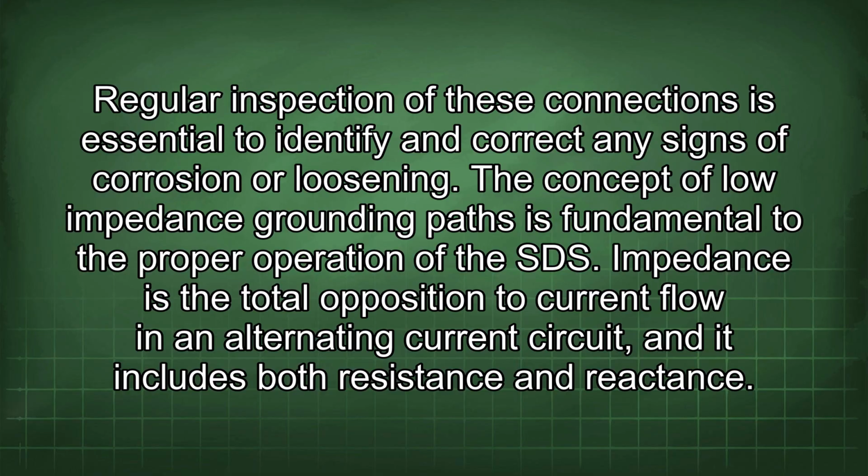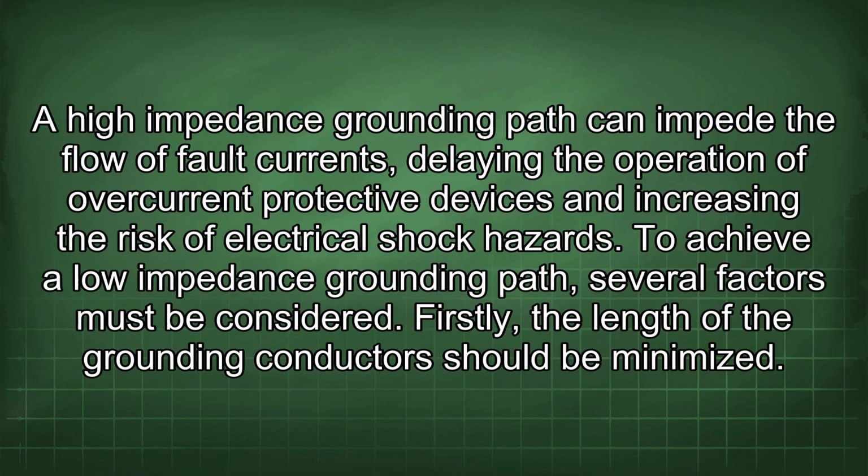The concept of low impedance grounding paths is fundamental to the proper operation of the SDS. Impedance is the total opposition to current flow in an alternating current circuit, and it includes both resistance and reactance. A high impedance grounding path can impede the flow of fault currents, delaying the operation of overcurrent protective devices and increasing the risk of electrical shock hazards. To achieve a low impedance grounding path, several factors must be considered.